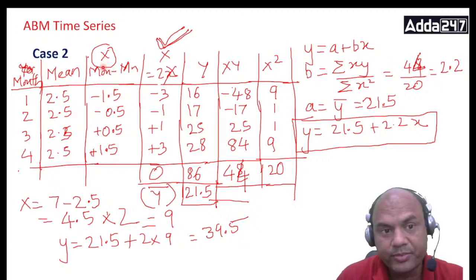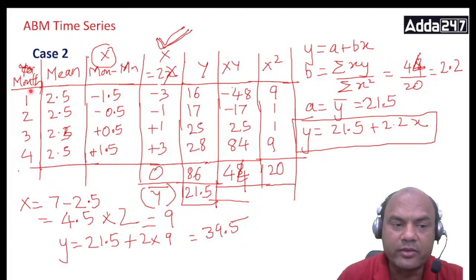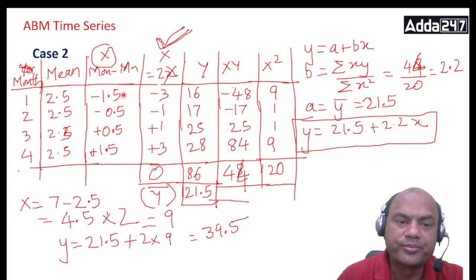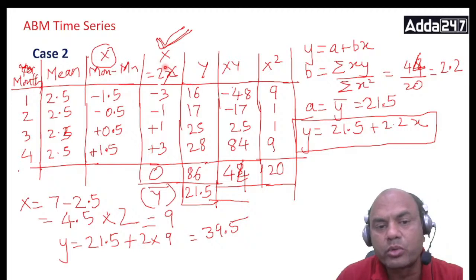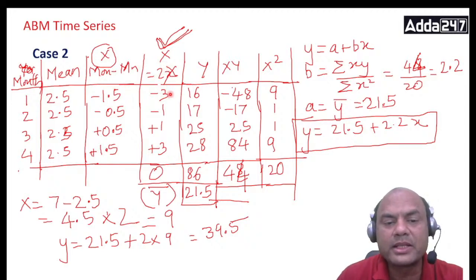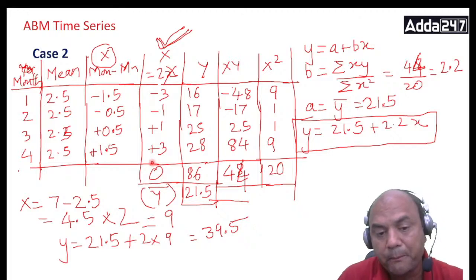Now what did we say? Whenever the number of n is even, multiply by 2. So we'll multiply by this 2 over here. So minus 1.5 into 2 becomes minus 3, so 2x. Here minus 1 plus 1 plus 3. Do the addition. Summation x is 0 again.